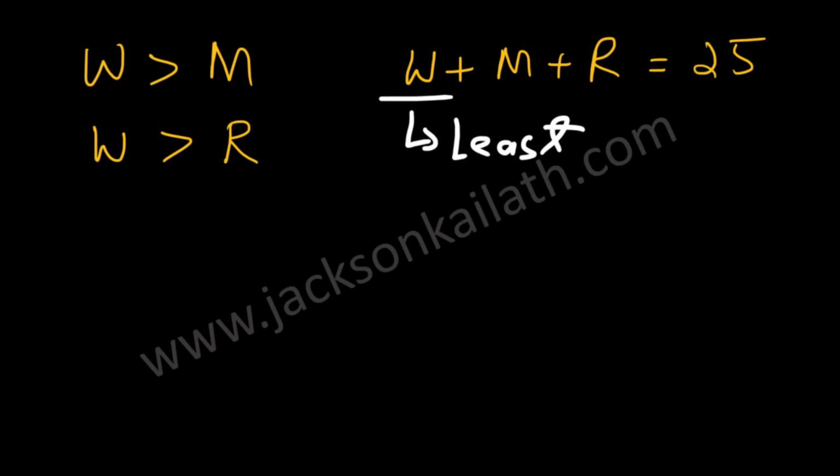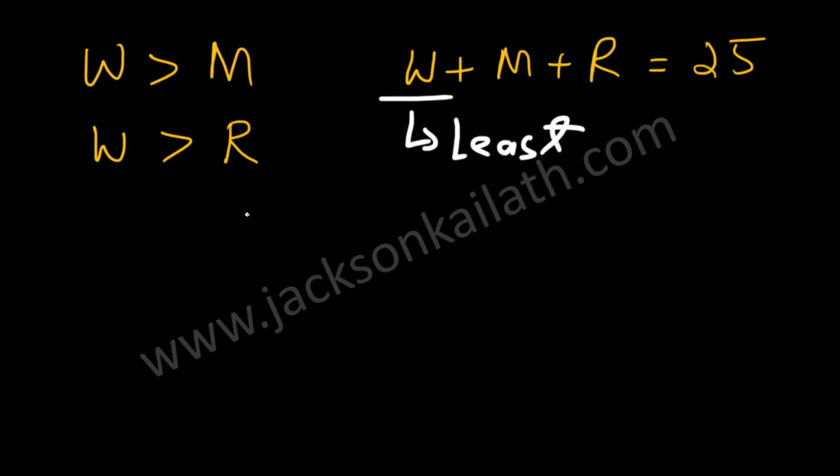In this question, it's given that a certain store is ordering 25 crates of apples, and the apples will be of different varieties M, R, and W. I'm just taking the first letters, and the total is 25 crates. So W plus M plus R is equal to 25, and it's given that W is greater than M and W is greater than R, because it's mentioned in the question that the store will order more Winesap than M and more Winesap than Rome.